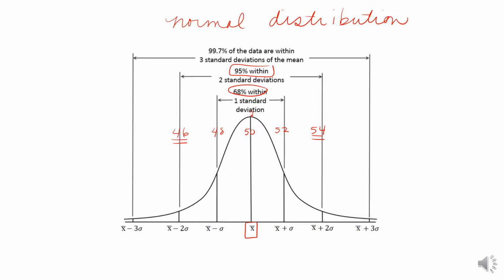Okay, and then if we go out one more, 3 standard deviations would be 2 times 3, because we said our standard deviation is 2, so that would be minus 6 would be 44, and plus 6 would be 56, and we would estimate that 99.7% of our data are between 44 and 56, which is our 3 standard deviations of our mean. Okay, so that's really important for you to understand what they're talking about when they say a normal distribution.